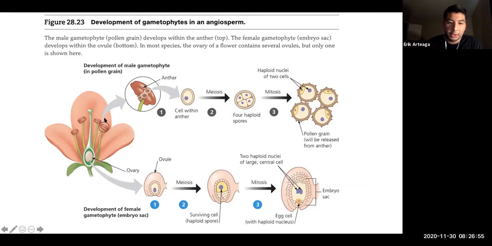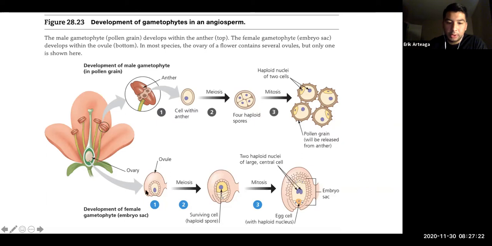So you have the anther, which contains a male gametophyte, and then you do have the ovary or the ovum, which has the ovule, which turns into the fruit. In the cells within the anther, there's meiosis occurring, so you have 4 haploid spores. Again, these will develop into the pollen grains, and this will be shed or dumped onto a pollinator or into the air.